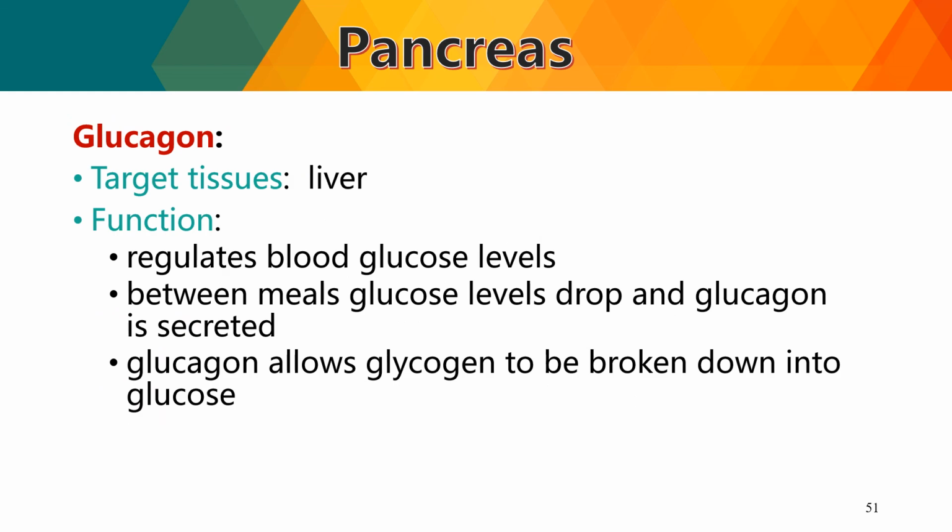Next is glucagon. The target tissue is the liver. So the function is for the regulation of blood glucose levels. Between meals, glucose levels drop and glucagon is secreted. So glucagon allows glycogen to be broken down into glucose.